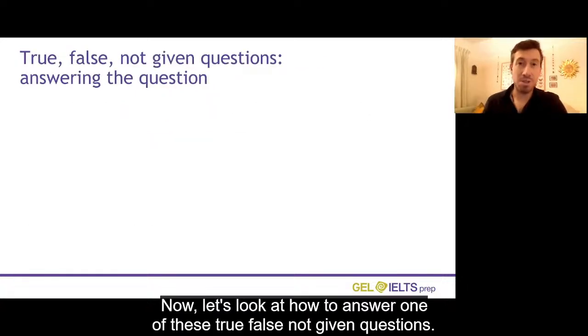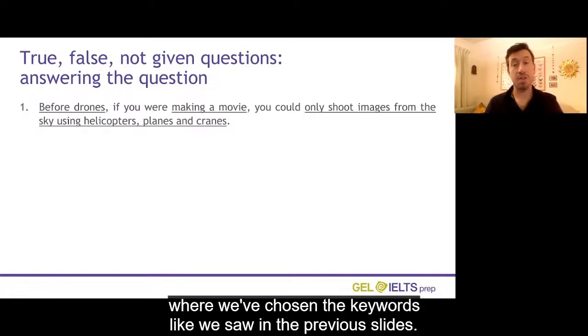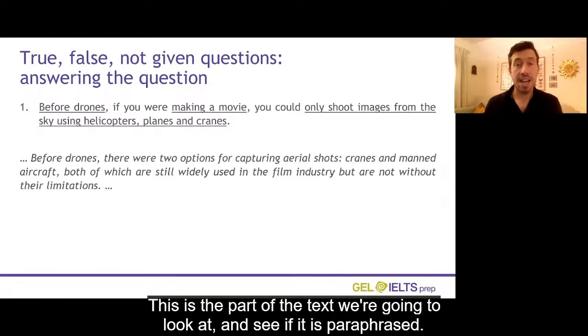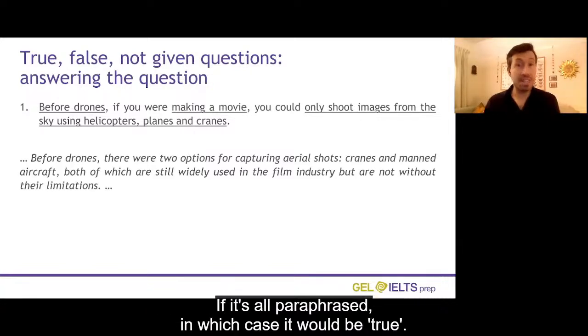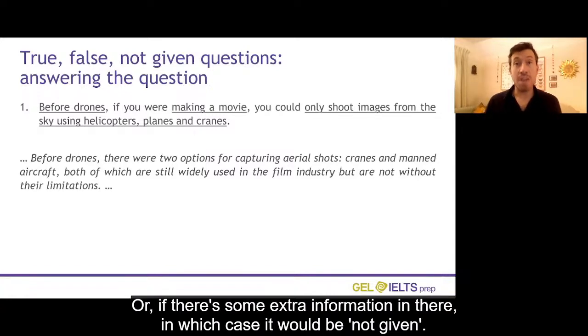Now let's look at how to answer one of these true, false, not given questions. So we have our underlined sentence here where we've chosen the keywords like we saw in the previous slides. And what we now need to do is look at the text here. This is the part of the text we're going to look at and see if it's paraphrased, if it's all paraphrased, in which case it would be true. If it has a contradictory meaning, in which case it would be false, or if there's some extra information in there, in which case it would be not given.